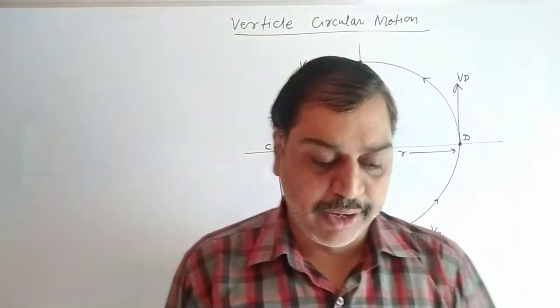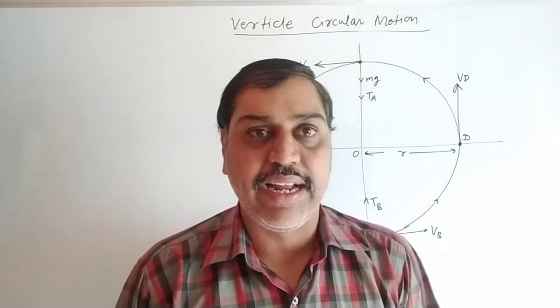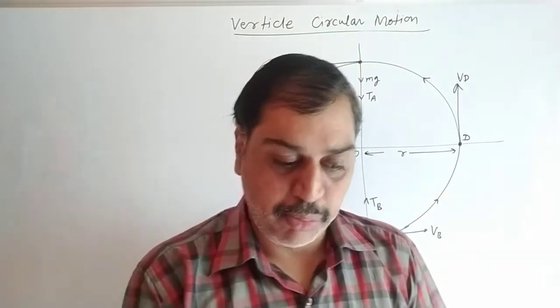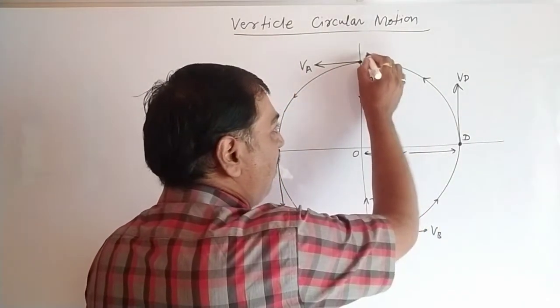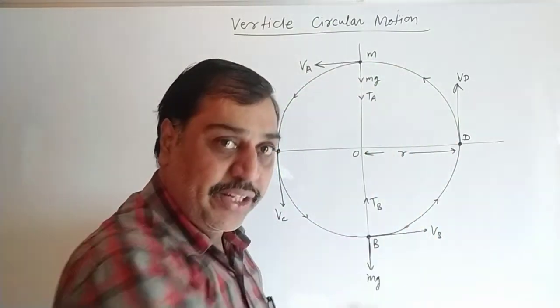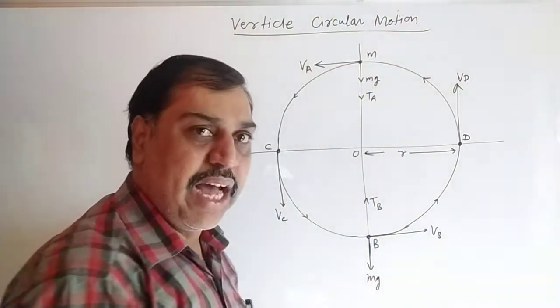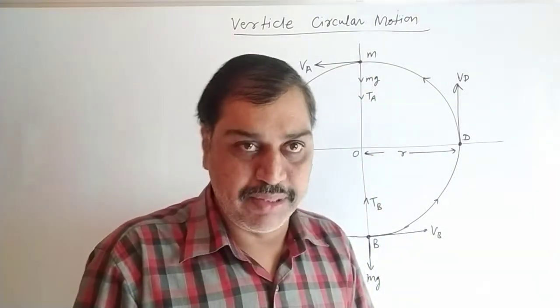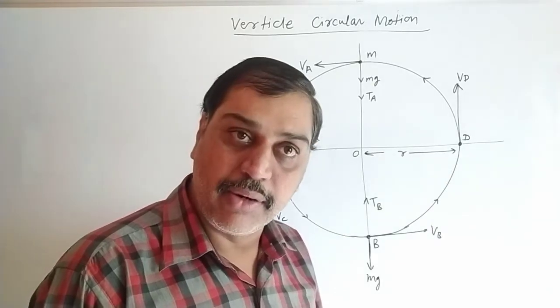Now let's go further. Before going into detail of this topic, let us consider a particle having a mass m. Here the particle of mass m is rotating in a vertical circle in an anti-clockwise direction like this. Just see these arrows. It is moving in an anti-clockwise direction along the circumference of a circle. Then the particle is said to be performing vertical circular motion.